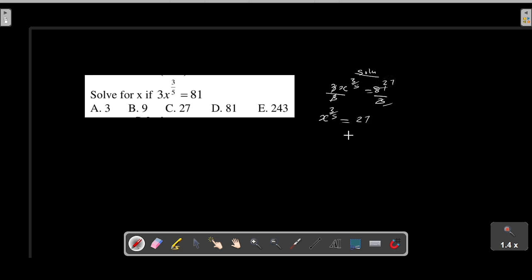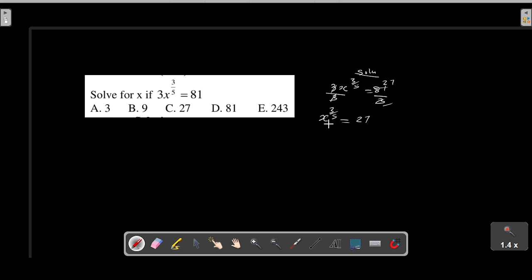Now what is the next thing to do? The next thing is to find the value of s, where s is raised to the power of 3 over 5. Now how do we solve a question like this? If you don't remember the rules of indices, you will find it difficult to solve a question like this.